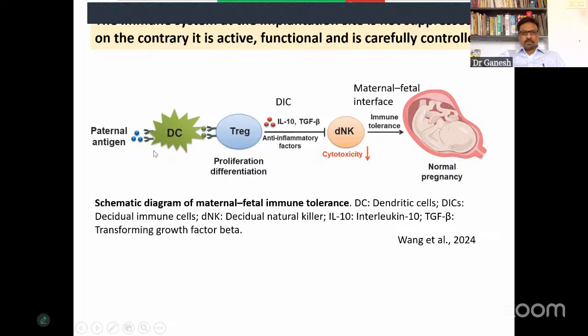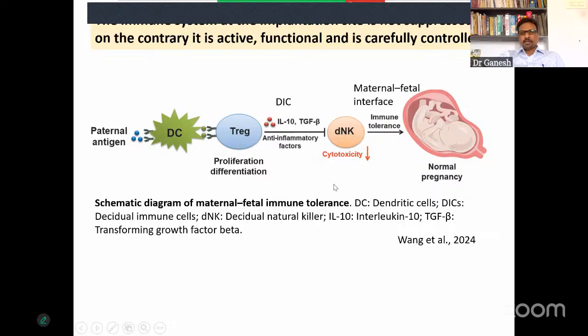So they display these antigenic substances to the T regulatory cells. These T regulatory cells will now, in the presence of the cytokines interleukin 10 as well as TGF beta, signal the decidual natural killer cells. These natural killer cells are generally cytotoxic in nature, and these natural killer cells are present in the endometrium as well.